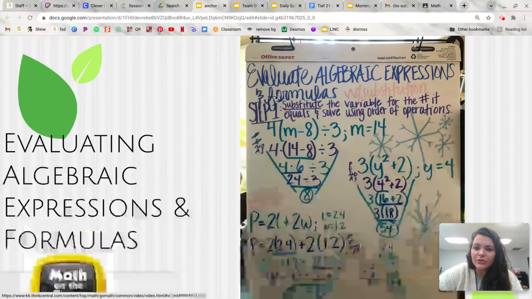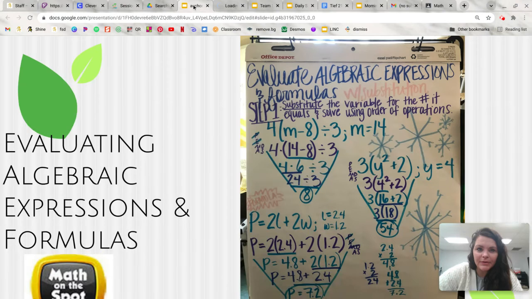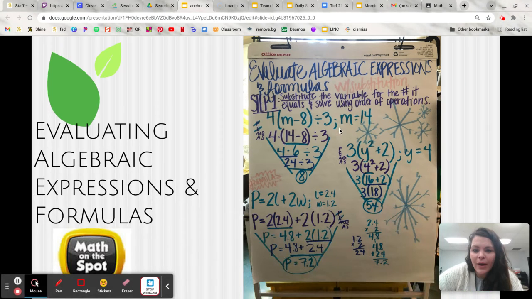So what you're going to do is rewrite this problem right here with m equals 14. We're going to substitute that m out, but that's all we're going to do. Right here, I rewrote it and brought down 4 times. Remember, whenever there's a number right next to a parentheses, that means multiply. That's why I put that little tiny dot there to remind you that it means multiply. So 4 times, instead of m, I'm going to put 14 minus 8, divided by 3.